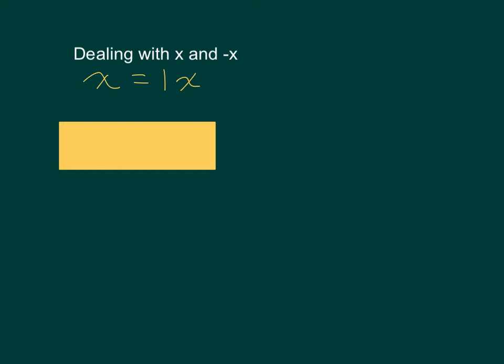And the same thing with negative x. If you have negative x, that's the same as negative 1x. So you just stick a 1 in between the negative and the x there. So it's negative 1x. Now let's have a look at a problem that deals with this.